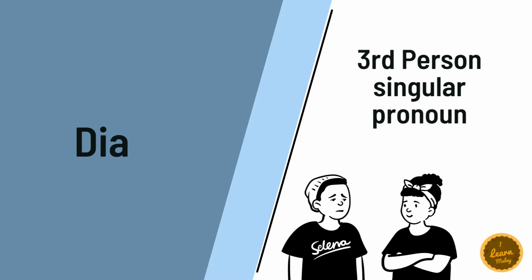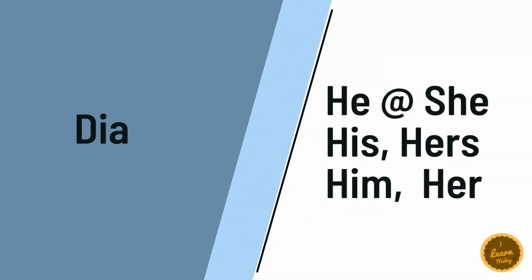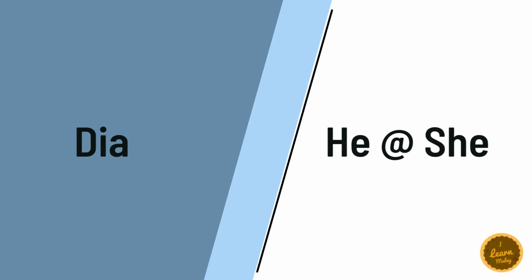Just like in the previous lessons of first and second pronouns, which are saya and awak, the meaning of the pronoun dia changes slightly based on its location in a phrase or sentence. So dia could mean he, she, him, her, his or hers. Well, let's start with dia, which means he or she.